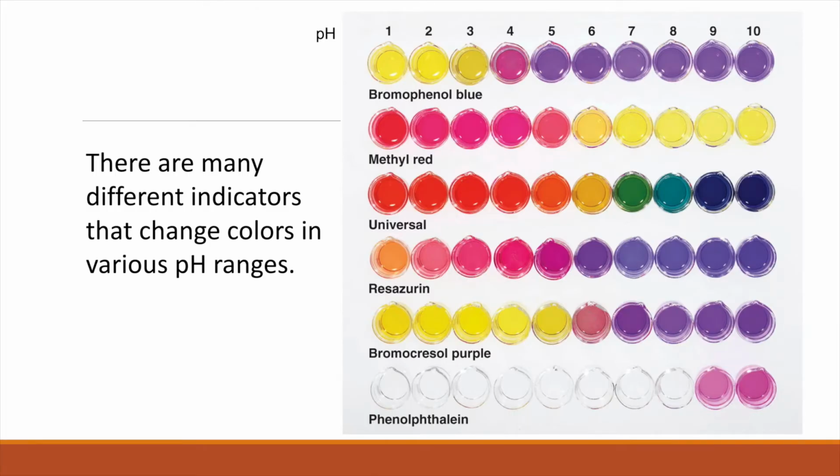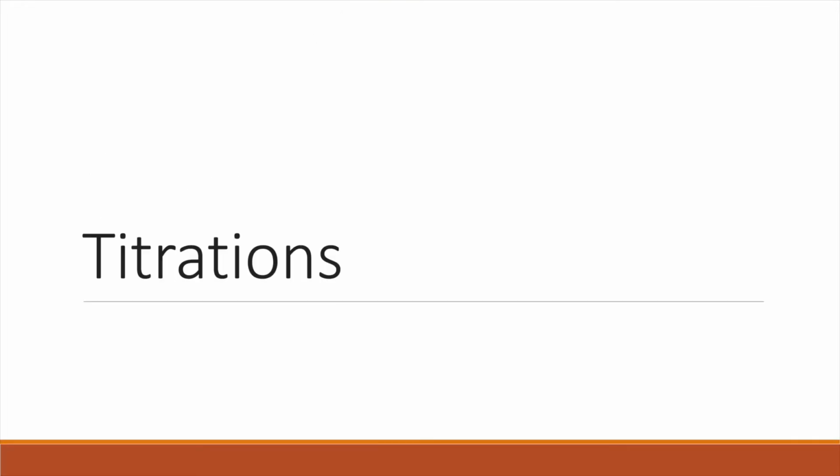Now there are many different indicators that change colors in all sorts of various pH ranges. It would be impossible to list them all. You can see phenolphthalein down there at the bottom, colorless, colorless, colorless, pink. But there are tons of other ones, like bromophthalein blue is very common. Universal indicator is what's used in pH paper. There's a ton of different ones, and choosing the right one is something that chemists deal with every day, but we're not going to talk about that in this class.